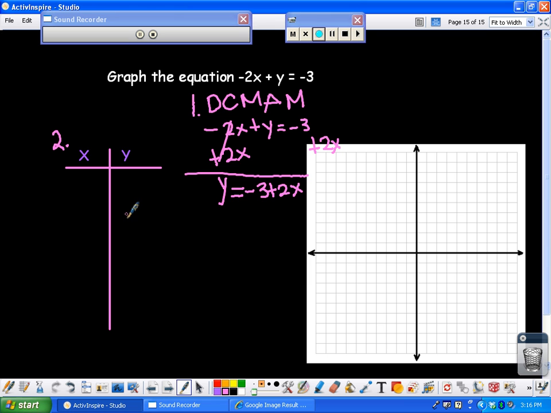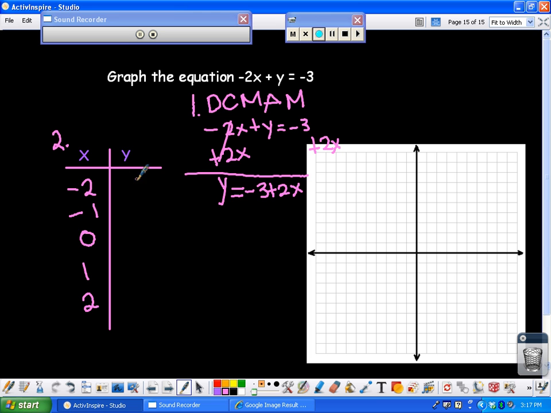Now you can choose any x values that you want, but I'm going to choose some negatives, and I'm going to choose some positives, and I'm going to choose small numbers so that I don't have to do a lot of math. So the couple numbers that I'm going to choose are negative 2, negative 1, 0, 1, and 2. Now if you want to choose different numbers, you can, but you need to choose some negatives and you need to choose some positives so you can see where the graph is going.